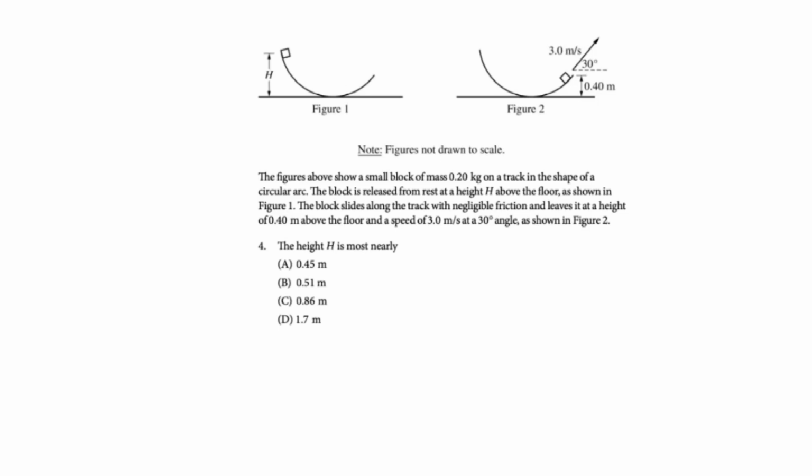So it's released from this height above the floor, as shown in figure 1, correct? And the block slides along the track with negligible friction. That just means no friction. We don't have to worry about friction. Write this down, no friction.